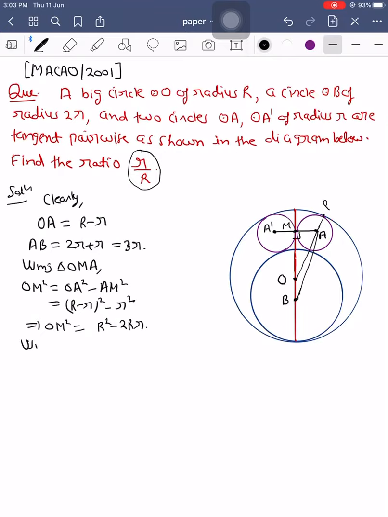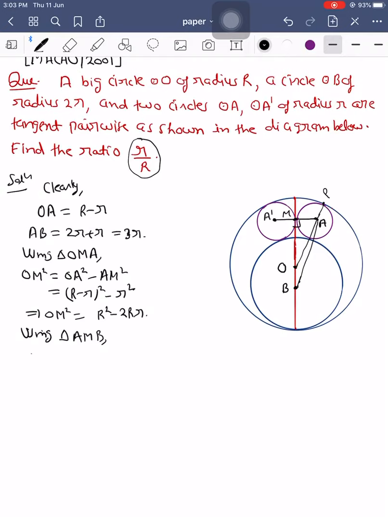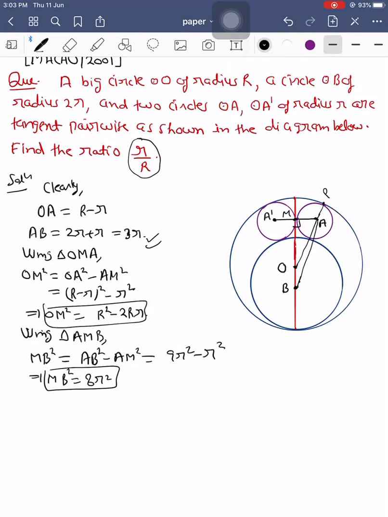Next we will consider the right angle triangle AMB. Using triangle AMB, again we use the Pythagoras theorem. Therefore we can write MB square equals AB square minus AM square. But what is AB? AB is 3r. Therefore the square of AB becomes 9r square, minus AM, the radius of the smaller circle, square. This implies MB square is 8r square.